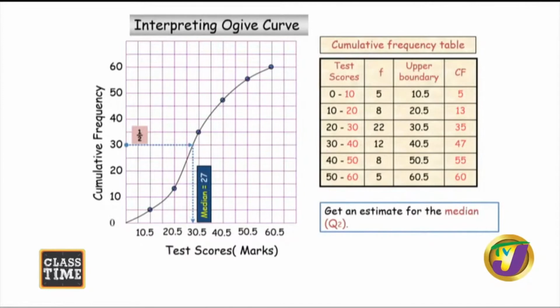So your answer could be maybe 27, 27.5, or even 26.5, but you couldn't get like a 30 or 40. That would be too far out.